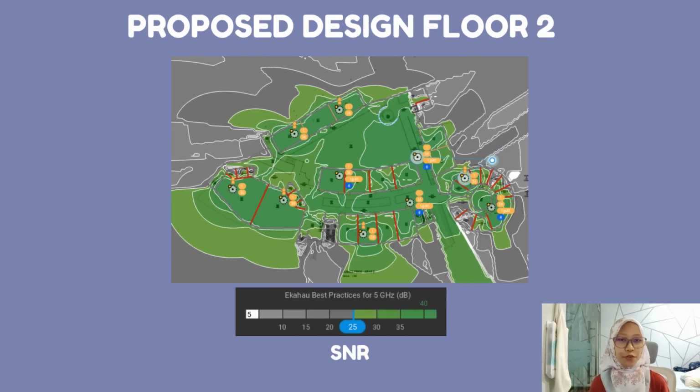Next, in the proposed design for floor 2, the SNR distribution improves. More areas are covered in darker green, which means the signal quality is better. This shows that the proposed AP placement helps users receive a cleaner and more stable wireless signal. Therefore, the proposed design is better in terms of connection quality.